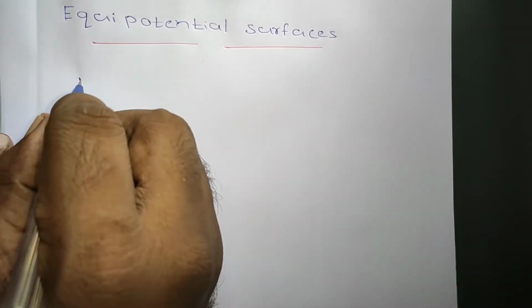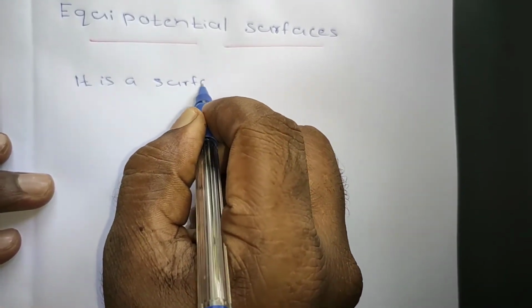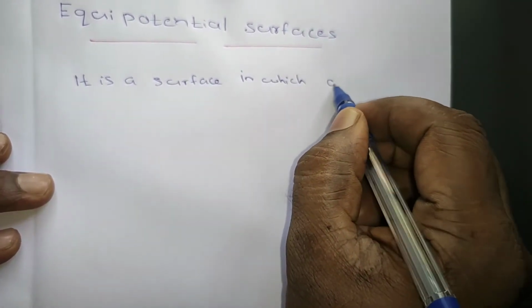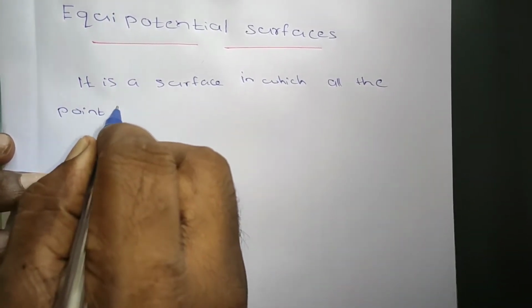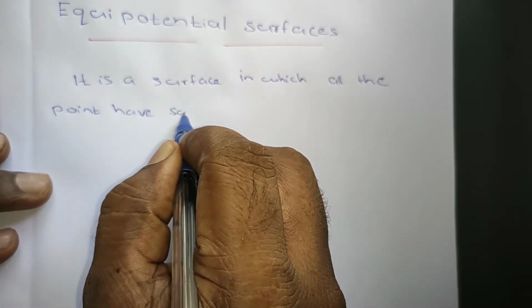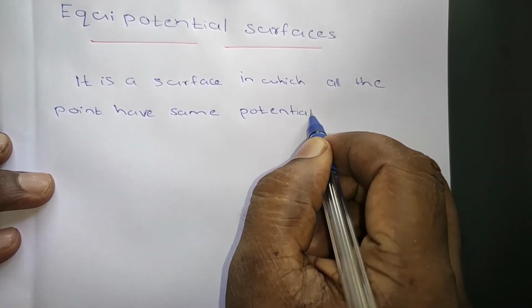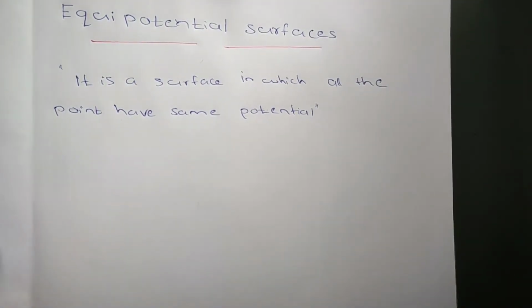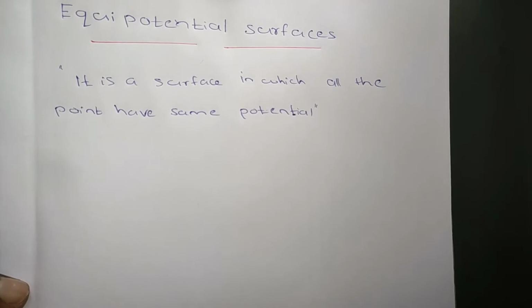It is a surface in which all the points have the same potential. Actually, it is an imaginary surface. It is a surface in which all the points have the same potential. Clear? Then we have to see how an equipotential surface looks.